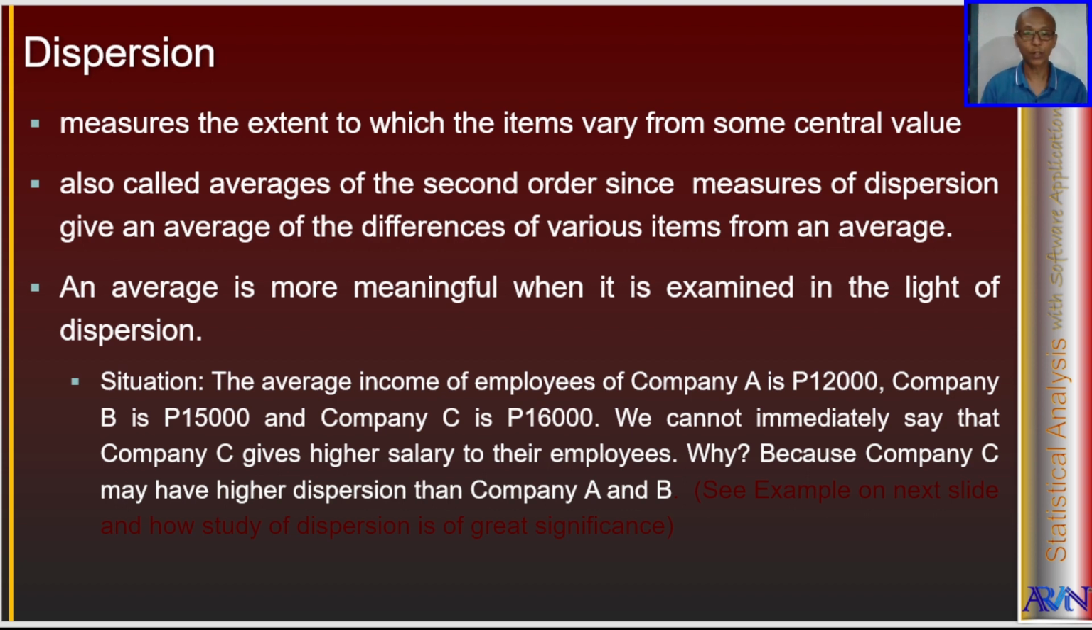Let me give you a situation here. For example, the average income of employees of companies A, B, and C are the following: 12,000 for company A, 15,000 for B, and 16,000 for company C. And in this situation, we cannot immediately say that company C gives the higher salary basing from the average income alone. Why? Because company C may have higher dispersion than company A or company B.